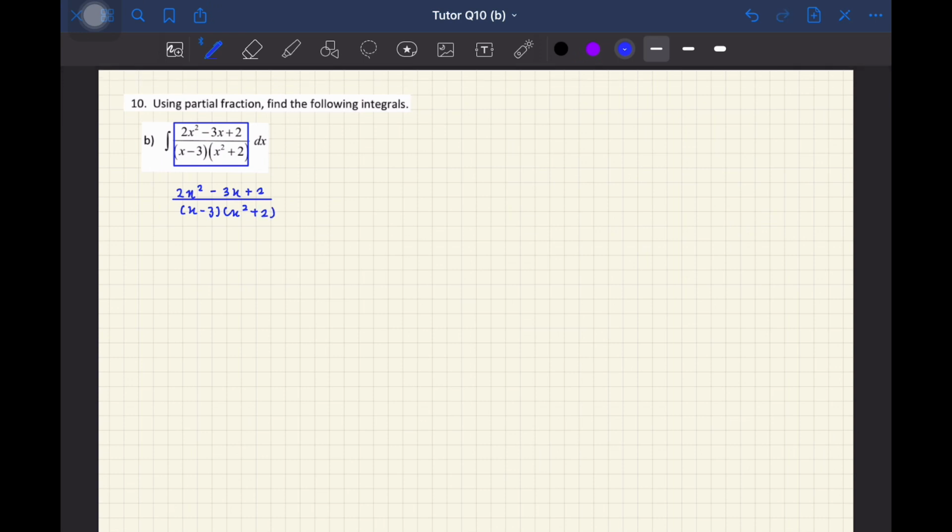Okay, settle. So sekarang kita nak express dia into partial fractions. But before you can express it into partial fraction, awak mesti make sure dulu apa jenis denominator yang awak ada. In this case, bila kita tengok dekat denominator kita, I have a linear. Linear tak ada masalah. X minus 3 is a linear factor, right? And then now you have x square plus 2.